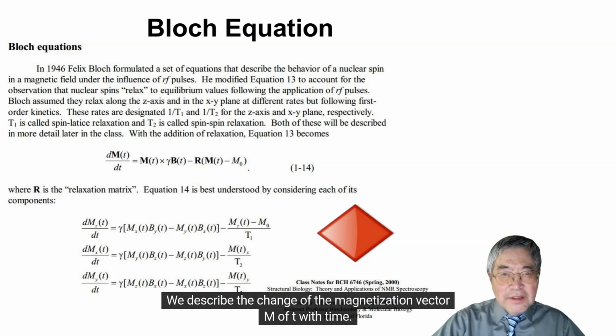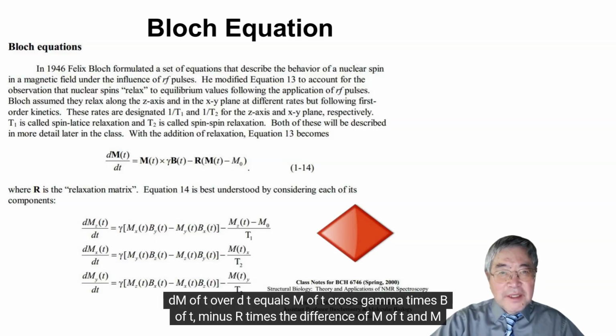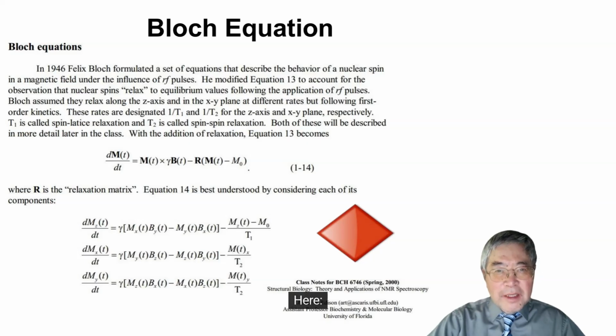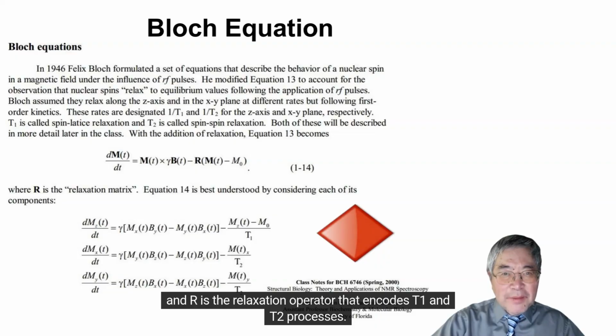We describe the change of the magnetization vector M(t) with time. The Bloch equation is dM(t)/dt equals M(t) cross gamma times B(t) minus R times the difference of M(t) and M0. Here, gamma is the gyromagnetic ratio, B(t) is the magnetic field, M0 is the equilibrium magnetization, and R is the relaxation operator that encodes T1 and T2 processes.